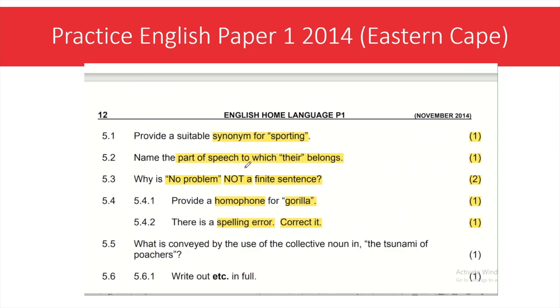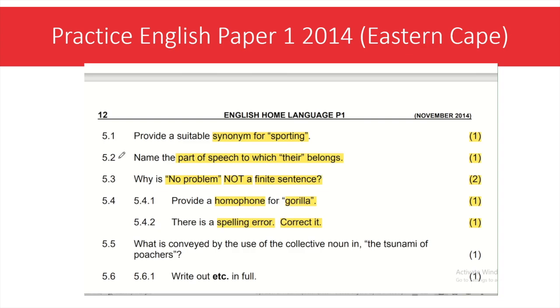5.3. Why is "no problem" not a finite sentence for 2 marks? Now, this question has 2 parts. You need to understand what a finite sentence means, what a finite verb is, and why "no problem" is not a finite sentence. An easy way to test if something is a finite sentence or has a finite verb is to think of: does it have a subject, does it have a number, does it have a tense, or SNT.